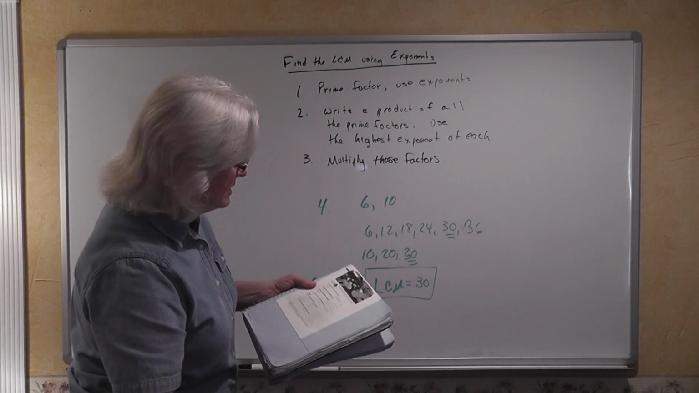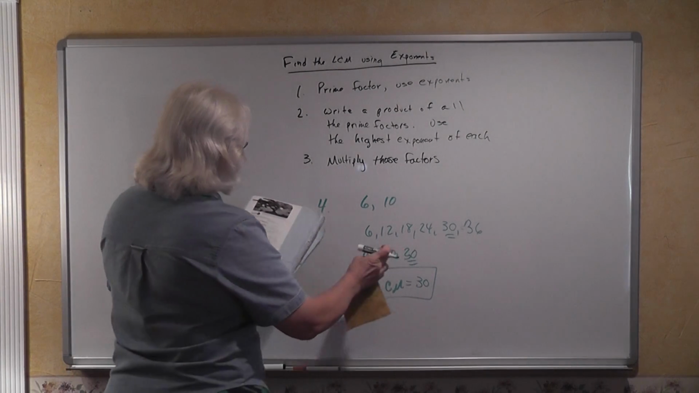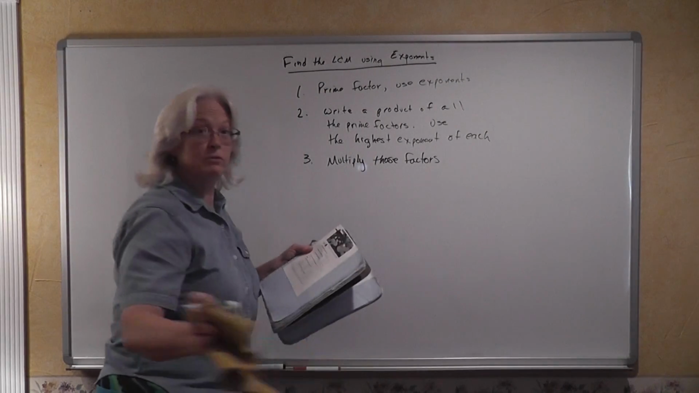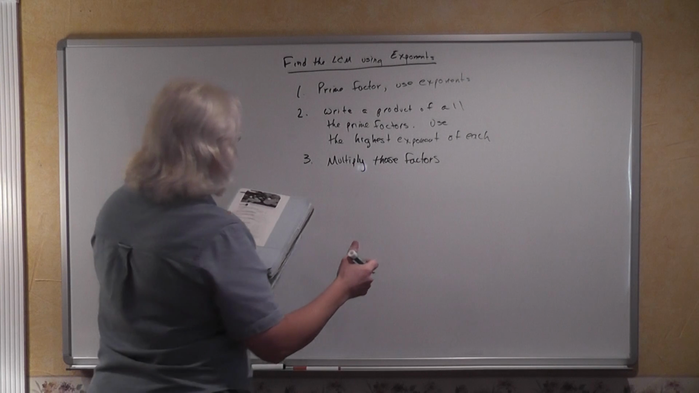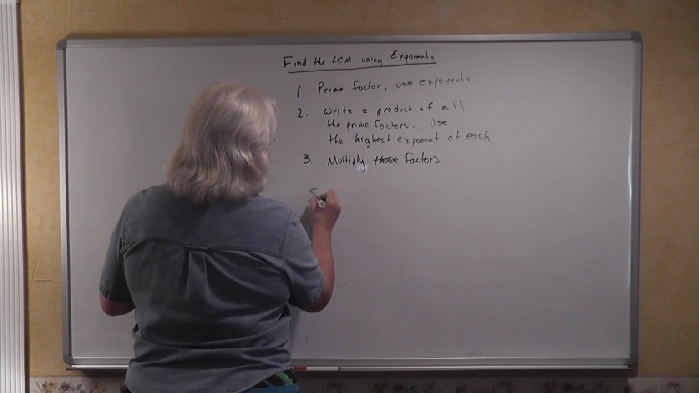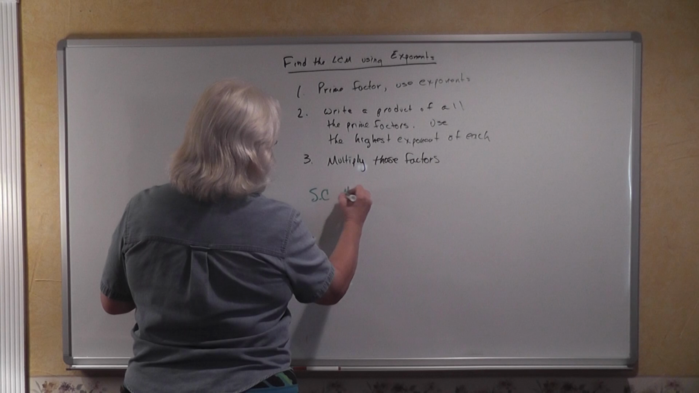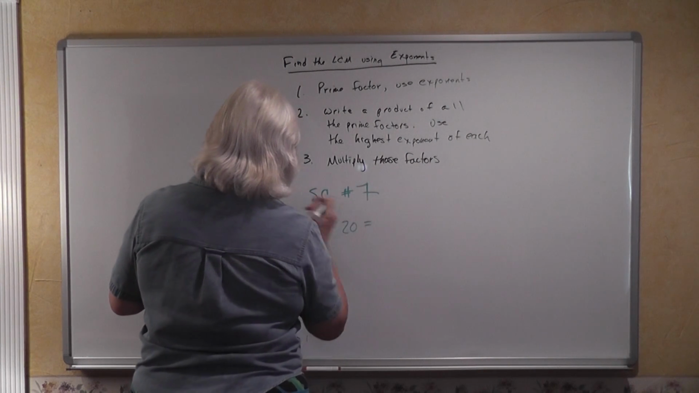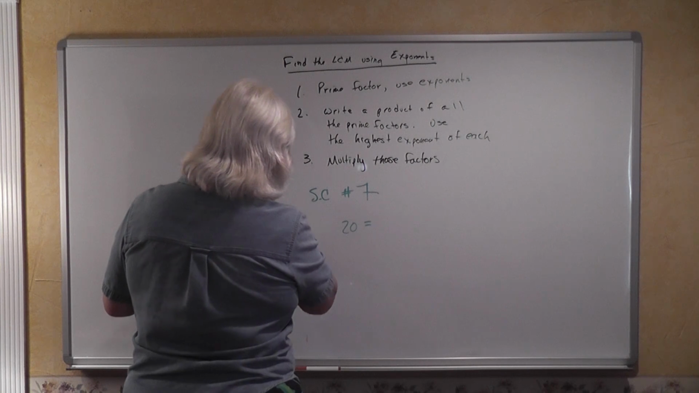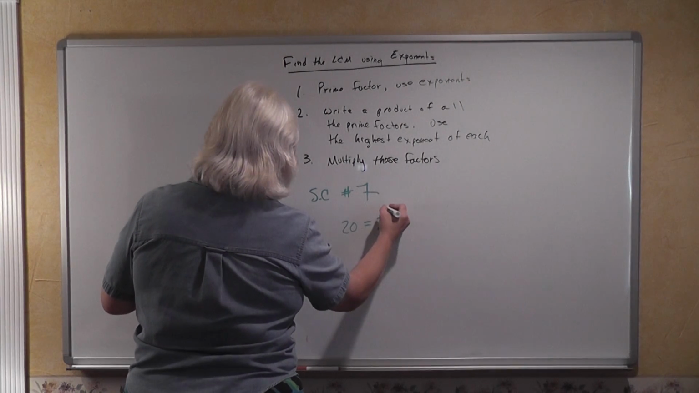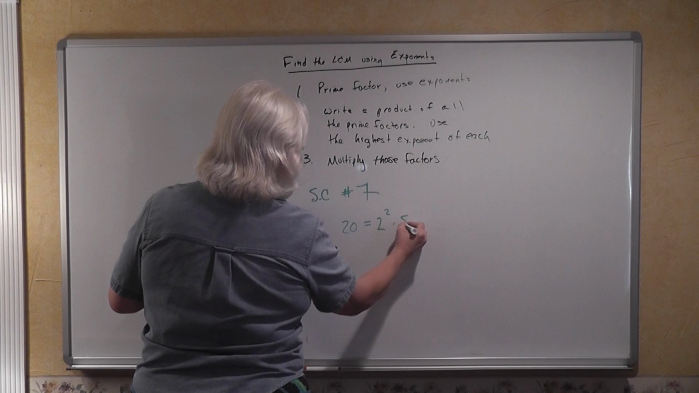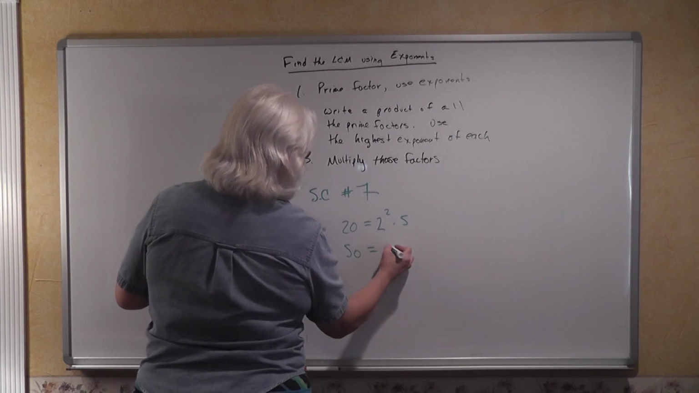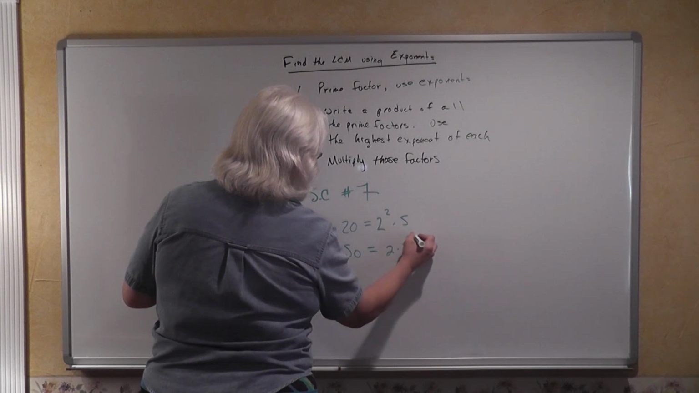And now they say use the prime factorizations to find the least common multiple. They're just going through and making sure that you understand the methodology. This is skill check number 7. We have 20 is equal to 2 squared times 5. 50 is equal to 2 times 5 squared.